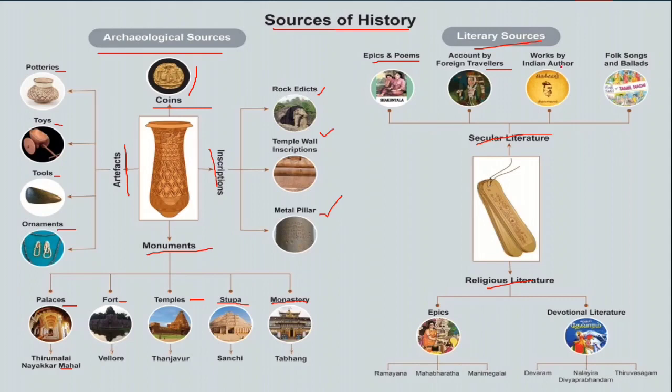Works by Indian authors. In the palaces, the Indian kings used to have one court poet. He used to write about the king. That is the Indian author's works. Folk songs and ballads. Folk songs are sung in village sites. Then we have religious literature: epics, Ramayanam, Mahabharatam and Manimegalai. This literature tells about the religions of our India. Then devotional songs, literature, that is Devaram, Naladiya Prabandham and Tiruvasagam.